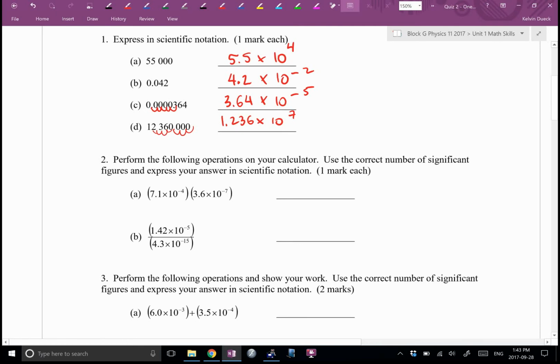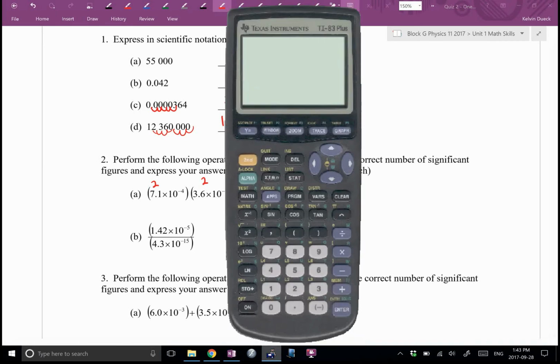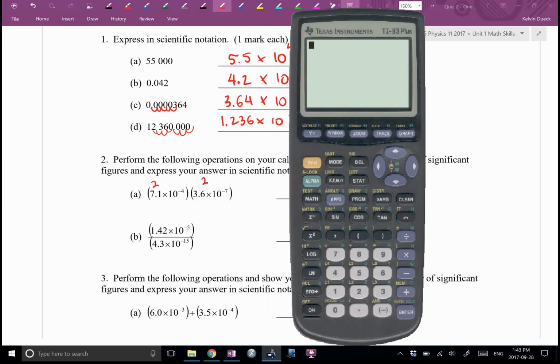Perform the following operations on your calculator. Multiplying and dividing is a different sig fig rule than adding or subtracting. For multiplying and dividing, 2 sig figs, 2 sig figs. I'm going to go to 2 sig figs. I type it in as written. I go 7.1 scientific notation button, negative 4 times 3.6 scientific notation button, negative 7.